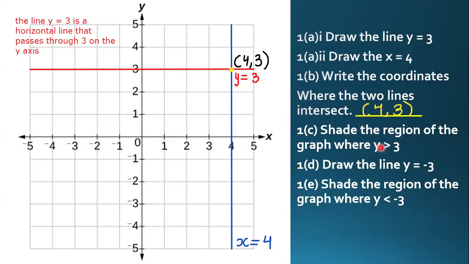Now the next thing, it says, shade the region of the graph where y is greater than 3. And I'll put y is greater than or equal to 3, instead of just putting where y is equal to 3. So I'm going to put that at the bottom as well. So you want to shade the region where y is greater than or equal to 3.